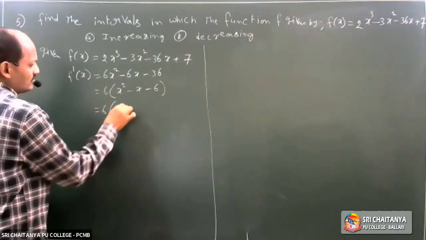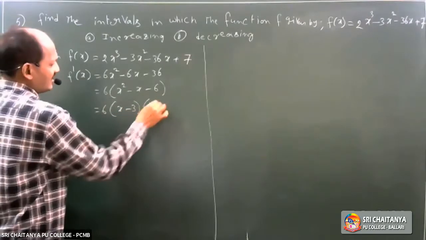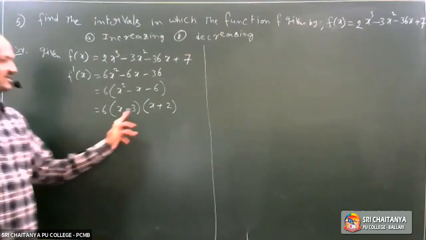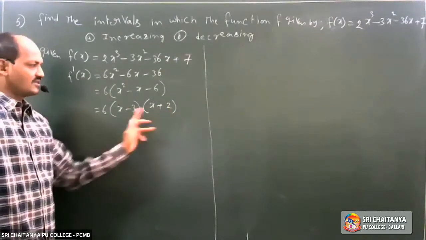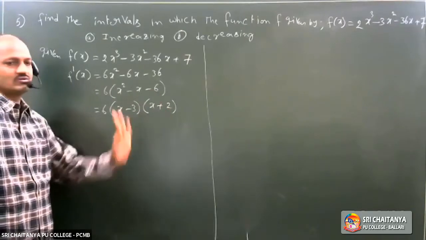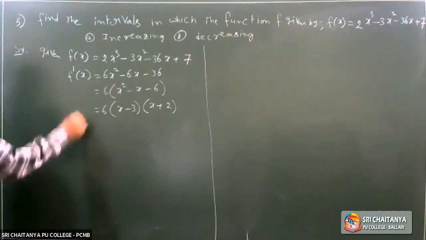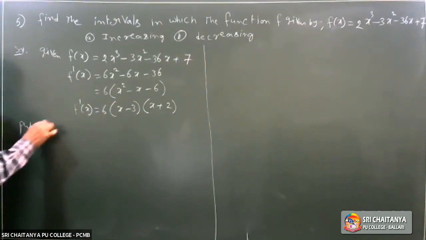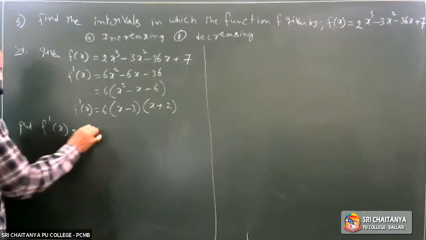6 into x minus 3 into x plus 2. Check: x square plus 2x minus 3x is minus x, and minus 3 into 2 is minus 6. That is the first derivative. Put f dash of x equal to 0.